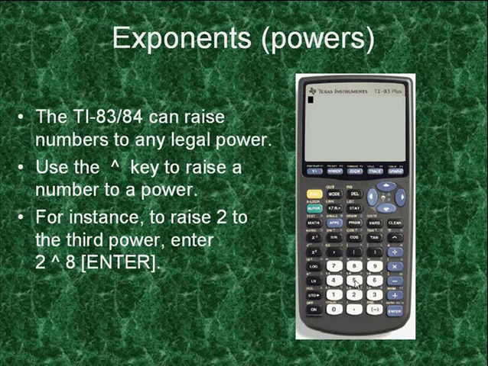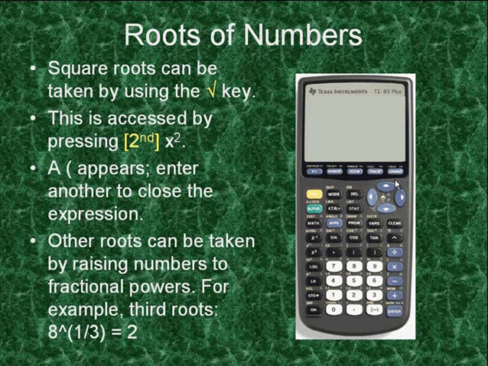To raise a number to a power, type in the number, press the caret key just below the clear key, then type in the power. The square root function, second then the x squared key, can be used to take the square roots of a number. Press second, then the x squared key, then type the number. Remember to close the parentheses, and press enter.